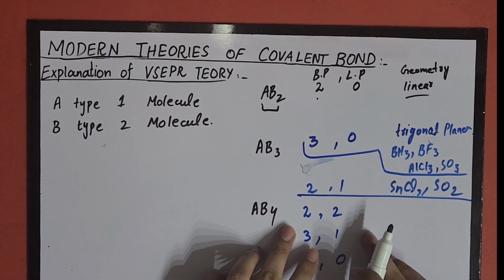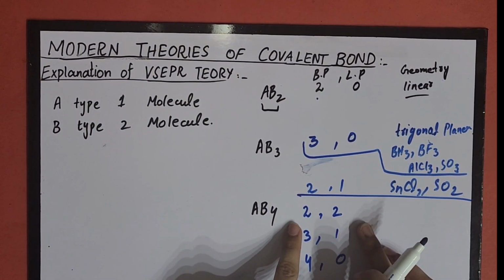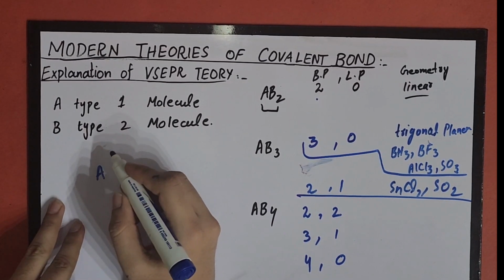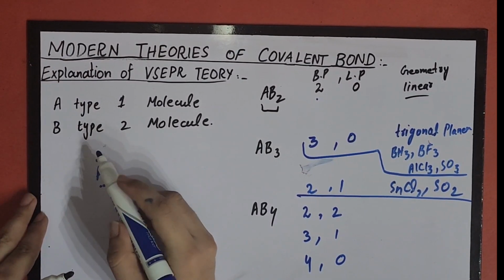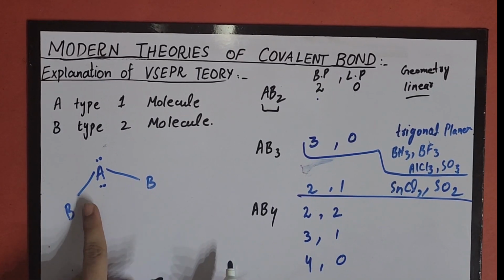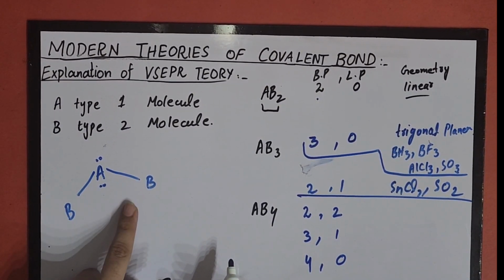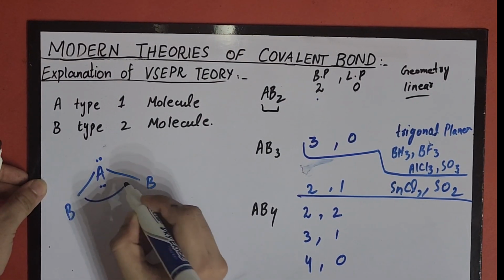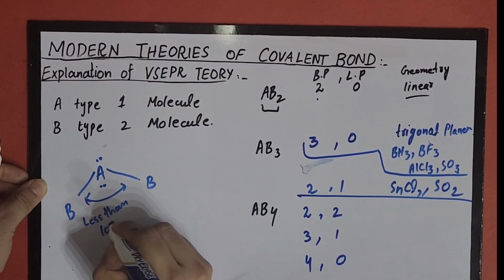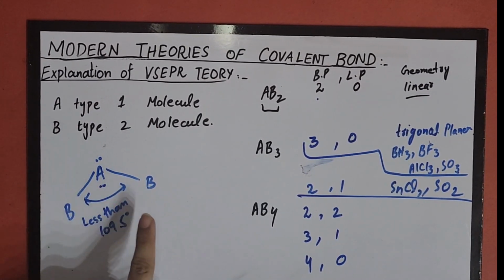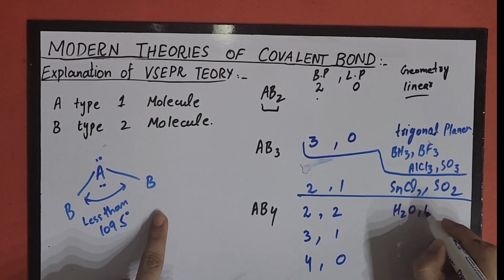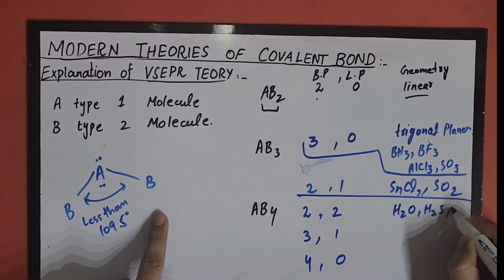Alright, so if I describe the 2 by 2 category, this could be bent or angular. Like A has two lone pairs and two bond pairs. Alright. So the angle between the B particles is less than 109.5 degrees. Its examples contain the water molecule, H2O, and H2S and NH2.